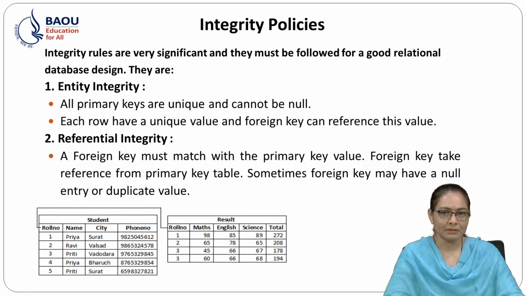For example, see in the figure, in a result table, roll number is a foreign key. It takes the reference from the roll number of the student table. Thus, the roll number in a result table can be duplicated or it can be null.